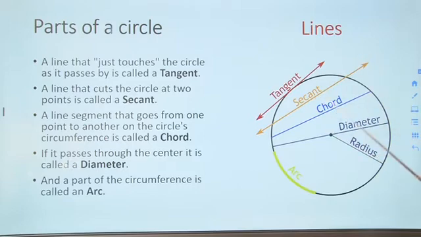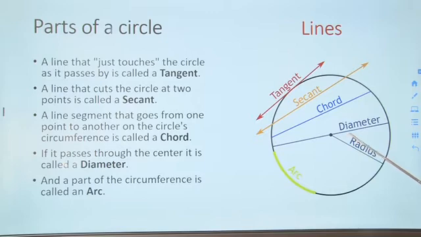A line segment which starts from one point and ends at another point on the circumference of the circle is called a chord. The longest chord is the diameter. A diameter passes through the center of the circle, and half of the diameter is called the radius.